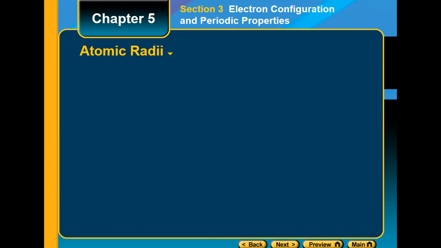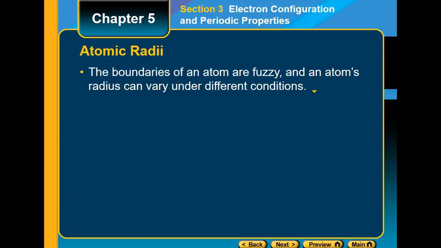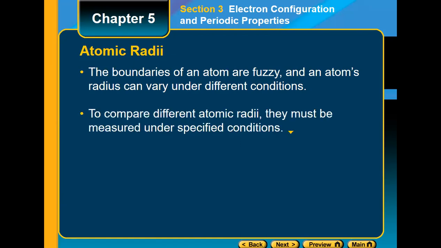But the outermost energy levels are not solid or constant; they could change depending on different conditions. For example, at high temperature they expand, and at cold temperature they contract. So this distance is not constant. So if we need to compare the size of two atoms, we should compare them under the same conditions, because under different conditions this comparison will not be true, since the radius will differ. So to compare different atomic radii, they must be measured under certain specific conditions.